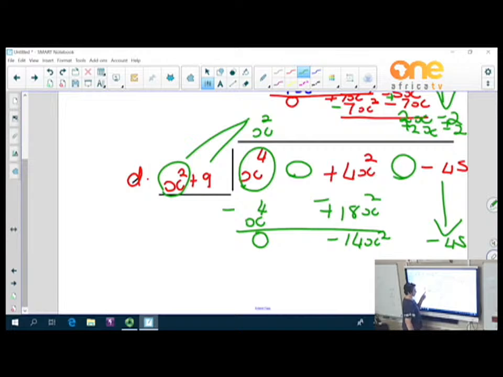Because you're dividing with the x squared, then it will be minus 14. Minus 14 times that one is negative 14x squared. And negative 14 times 9 is 126. So that gives us negative 126. We subtract, we change the second signs, and then minus 45 gives us 81. So this one is then remainder 81. Okay, so that's what we do with that exercise.